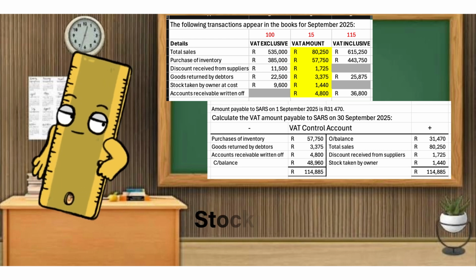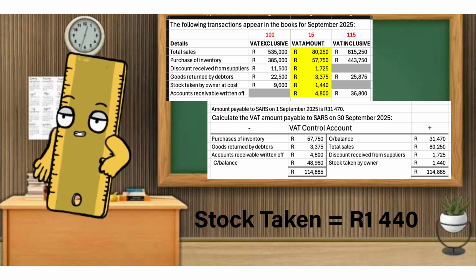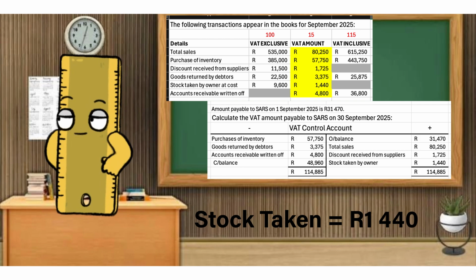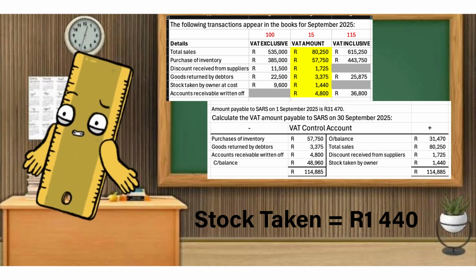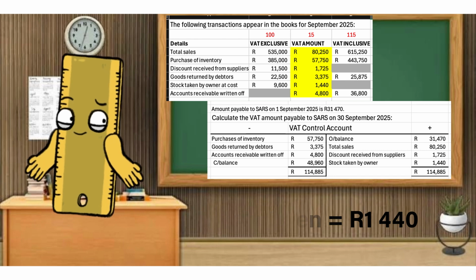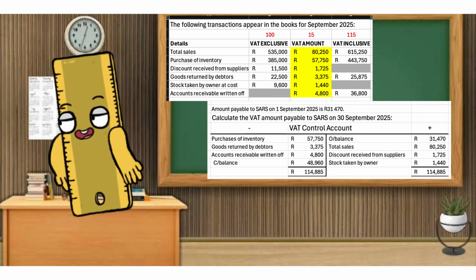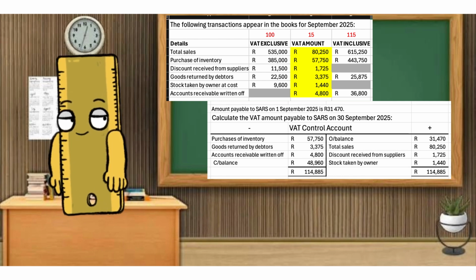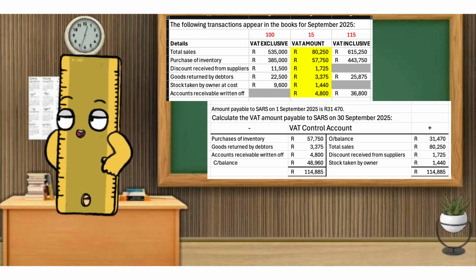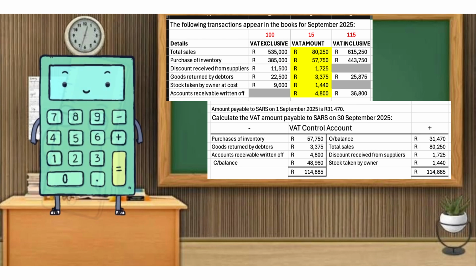Stock taken by owner amounted 1440. When the owner takes products for themselves, they're not a customer paying VAT, so we still have to pay the VAT on it ourselves. It's like a personal purchase. You can see all these amounts are on the right side, adding to the total we owe SARS.